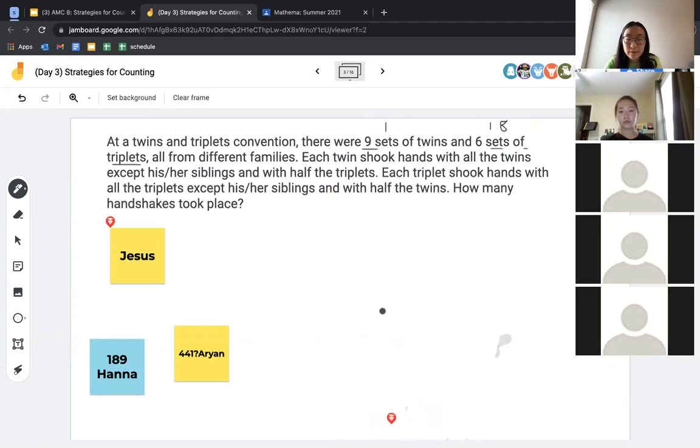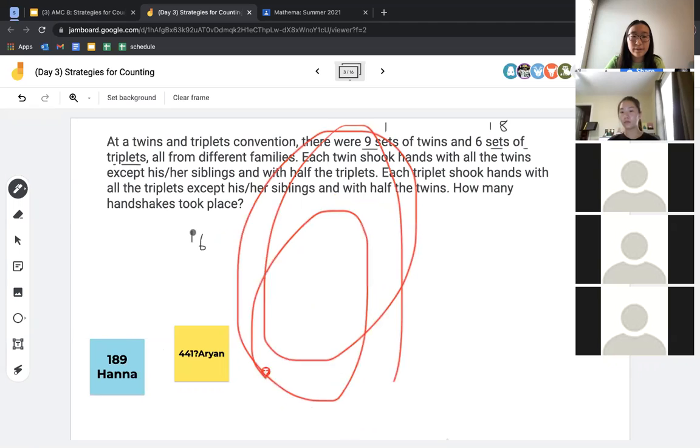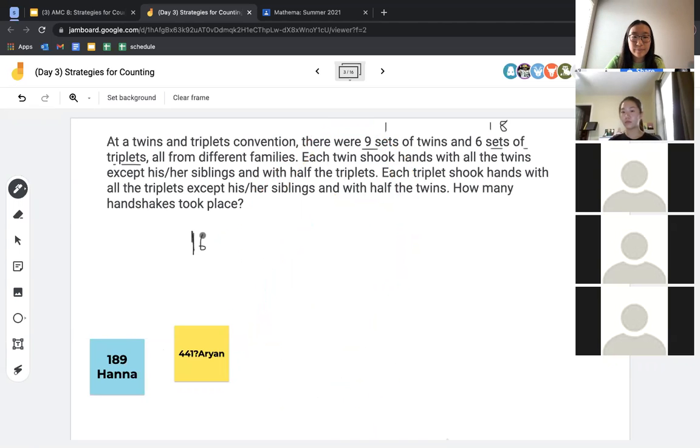Now each twin is going to shake hands with all of the twins except his or her siblings. And they're not going to shake hands with themselves. So their sibling plus themselves, that's 2 people they're not going to shake hands with. So they're going to shake hands with, let's say 16, right? Personally, I did this problem with the addition method, I believe, and I was just adding everything. So the first one is going to shake hands with 16 people, and the second one is going to shake hands with 15 people, and so on and so forth.